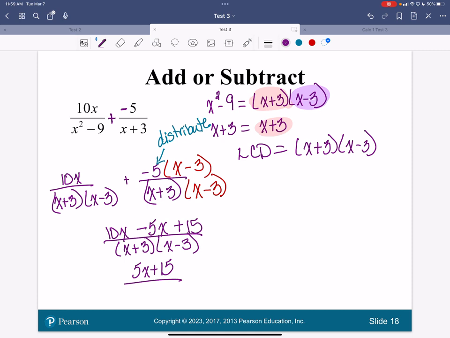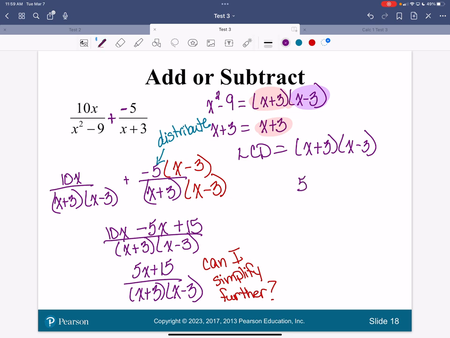I'm not done. There's something else I can do here. So at this step, don't assume you're done. Ask yourself, can I simplify further? Can I simplify further? Okay, the answer to that is yes.